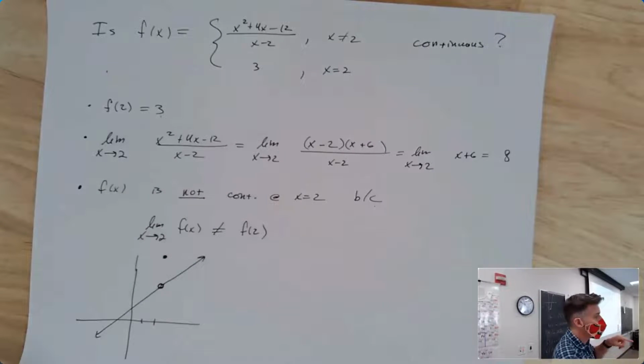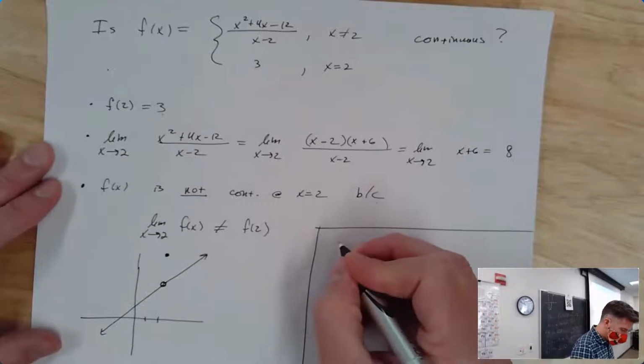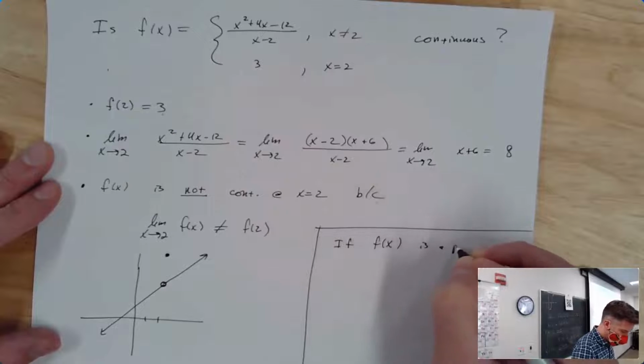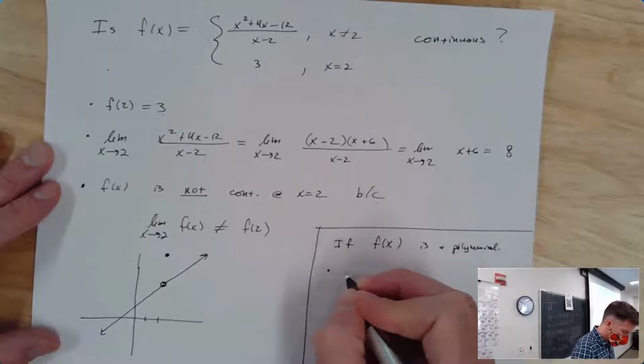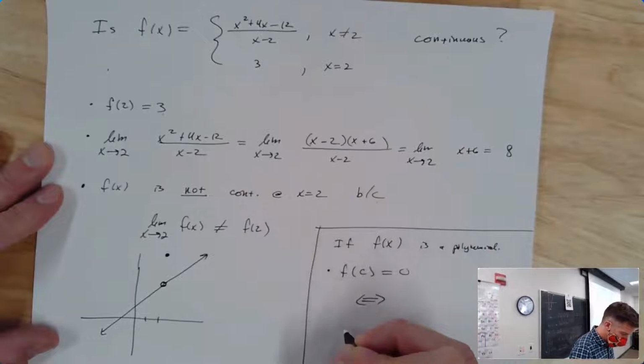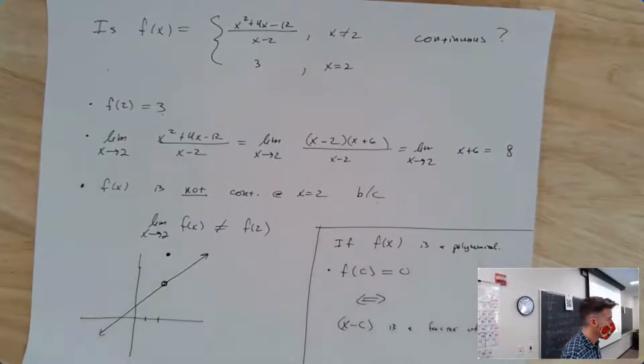So the thing is, when you plug in a number and you get 0, if it's a polynomial, you know that x minus that number has to be a factor. It's definitely, I think, the fundamental thing of algebra. Basically, if f of x is a polynomial, here's something that's true: f of c is equal to 0 if and only if x minus c is a factor of f of x.